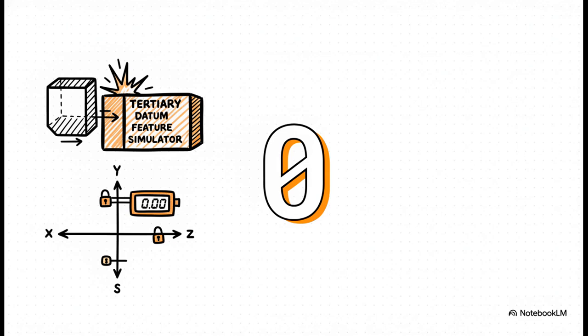Finally, we slide the part until it bumps against a third block, the tertiary datum feature simulator. This makes that final 1 minimum point of contact. It stops the part from sliding in that last remaining direction. And there it is. We've removed the final degree of freedom. The counter hits 0, the part is perfectly and immovably secured in the datum reference frame, and our X, Y, and Z coordinate system is completely locked in for inspection.